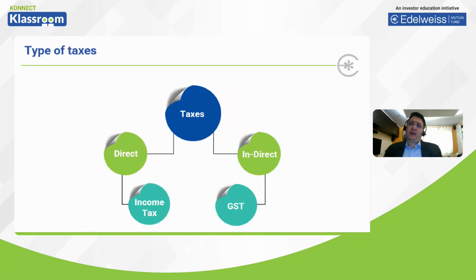When we talk of taxes, there are two broad types: direct tax and indirect tax. Income tax, property tax, inheritance tax, and gift tax are all examples of direct taxation. In simple words, the tax that you pay on the income that you have earned in any financial year is the direct tax that you are paying. And then there are indirect taxes. For example, customs duty, entertainment tax, service tax, and GST, goods and services tax, are examples of indirect taxation.